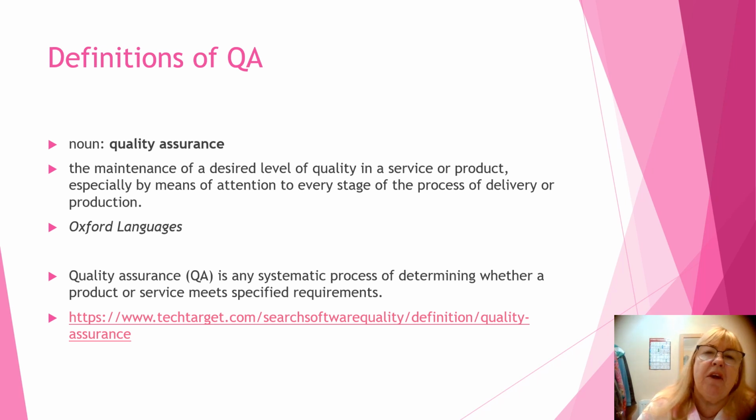Okay, let's start with the definition of quality assurance. It's a noun. And the Oxford Dictionary basically says it's the maintenance of a desired level of quality in a service or a product, especially by means of attention to every stage of the process of delivery or production. Okay, so it's really about setting a level that you want to achieve.